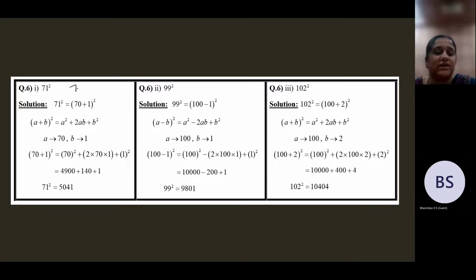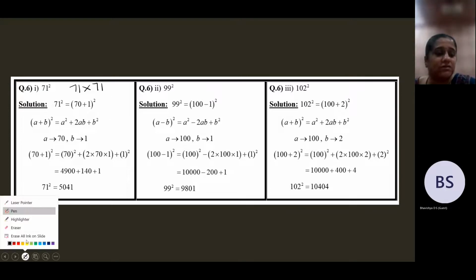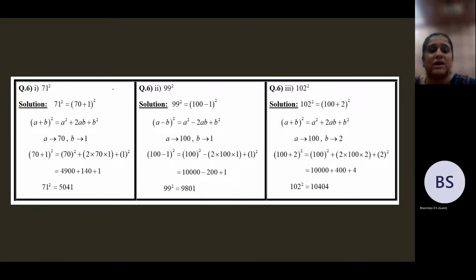You can easily find 71 squared by multiplying 71 with itself, but you're supposed to find the value using a suitable identity, not by direct multiplication. So we write 71 as 70 plus 1, so 70 plus 1 the whole square, and then we treat it as a plus b the whole square. When you actually multiply 71 with itself, you get 5041, the same answer you should get using the identity.